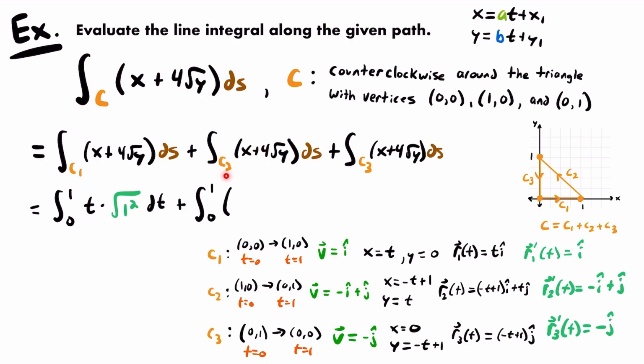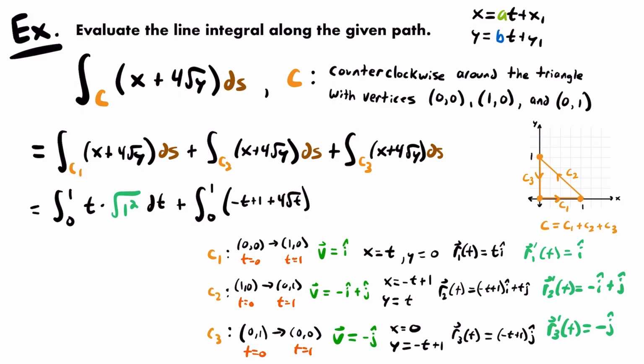We're now working with path C2, where x is equal to negative t plus 1. So replace x with that. We'll have negative t plus 1 plus 4 times the square root of y, where y is now equal to t. Not 0, because we're working with C2. So you'll have 4 times the square root of t, and that will be multiplied by the magnitude of the derivative of the vector function.